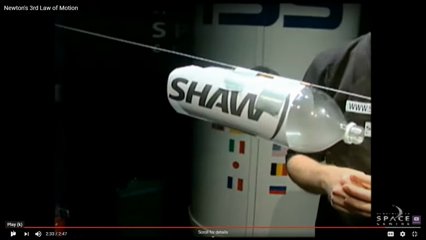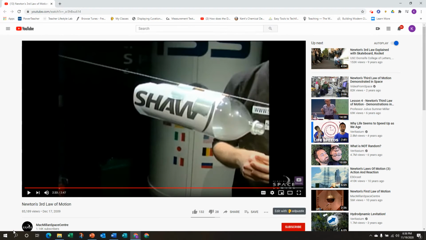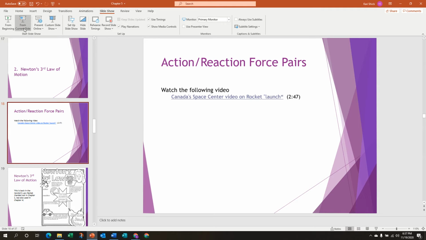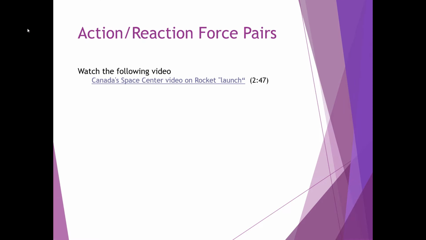Right. So one of the most commonly used examples for Newton's third law of motion is that one, using that kind of an explosion and it moving forward. So hopefully you found that video entertaining. Everybody seems to like the explosion.